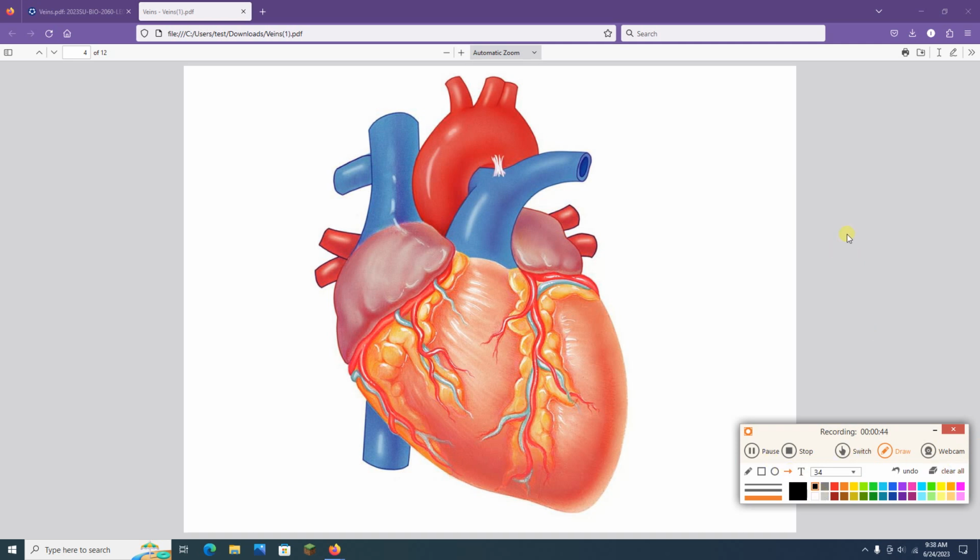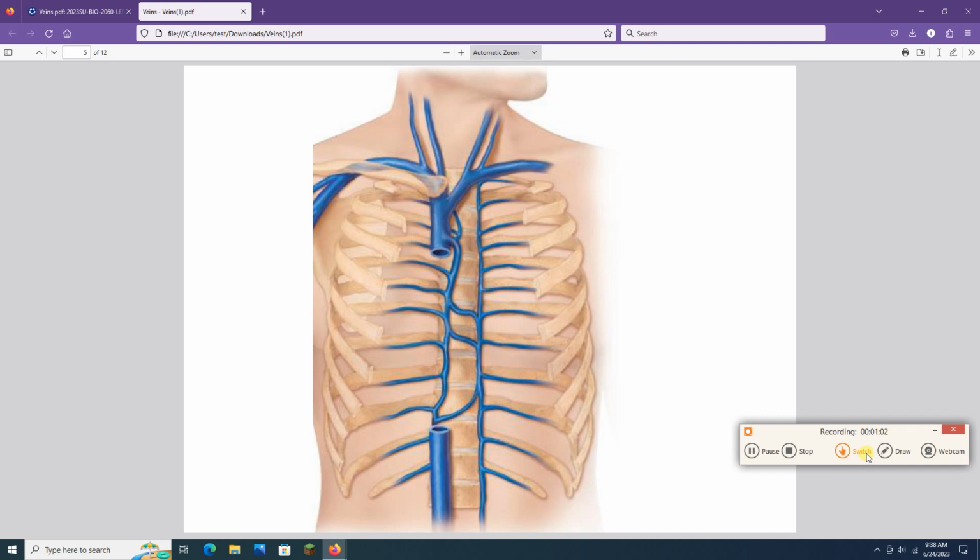All right. We see some other lovely veins on this picture. We see our big superior and our big inferior vena cava, taking blood back to that lovely right atrium right there. So let us get away from the heart here and get a little bigger picture. And there we have it. We can talk about more veins.